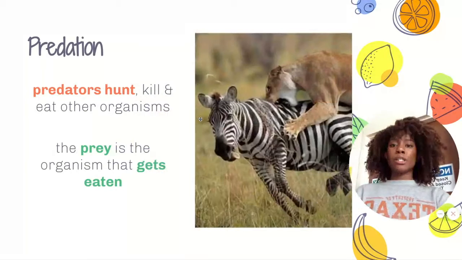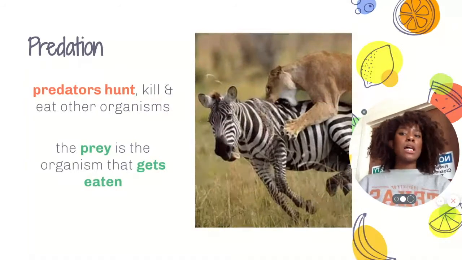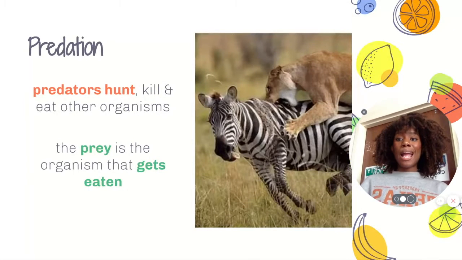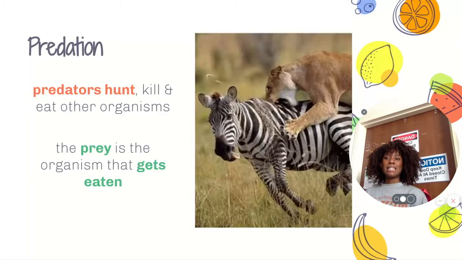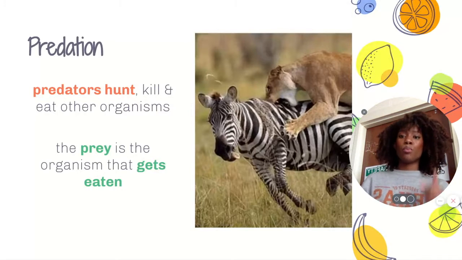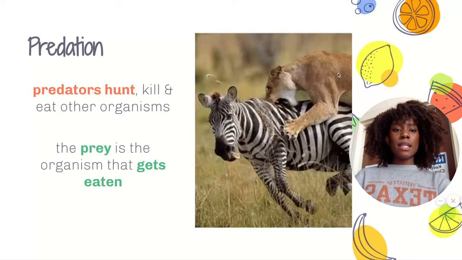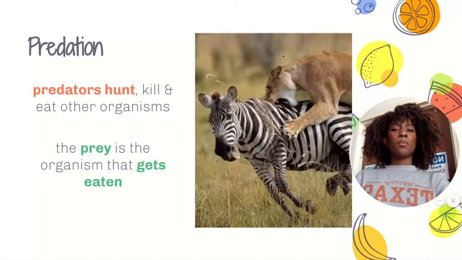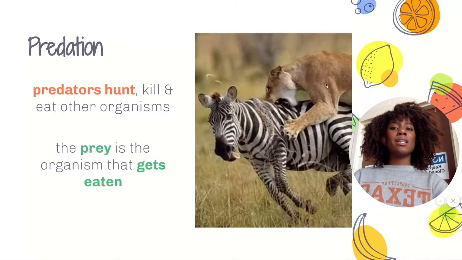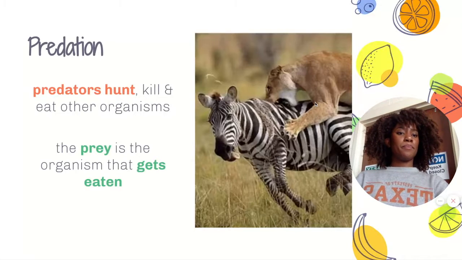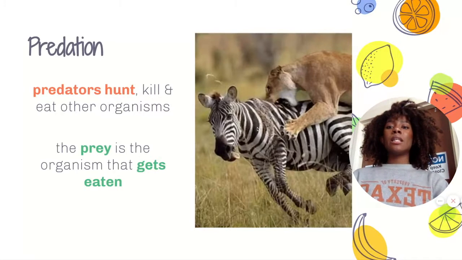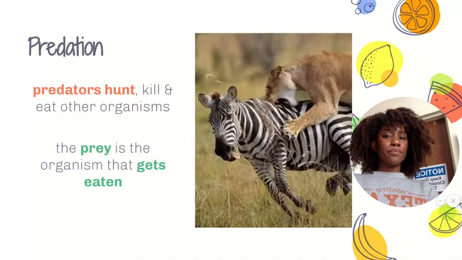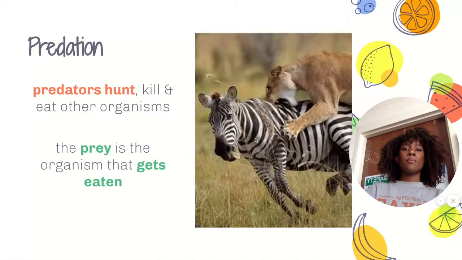So predators hunt, kill, and eat other organisms, while the prey is known as the organism that gets eaten. That is what predation means. There's a predator and there's a prey. So in this image right here, who would you think is the predator? Who is the one doing the hunting, the killing, and the eating? And then who do you think is the prey? Who's being eaten? Exactly. Predator, prey.